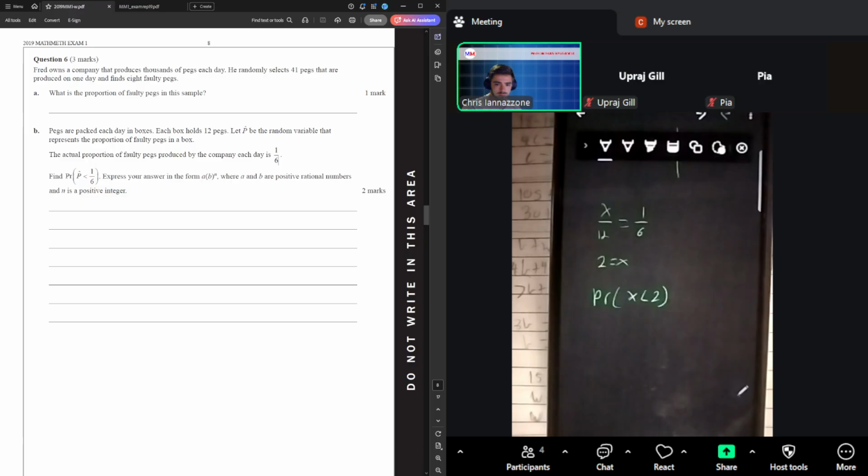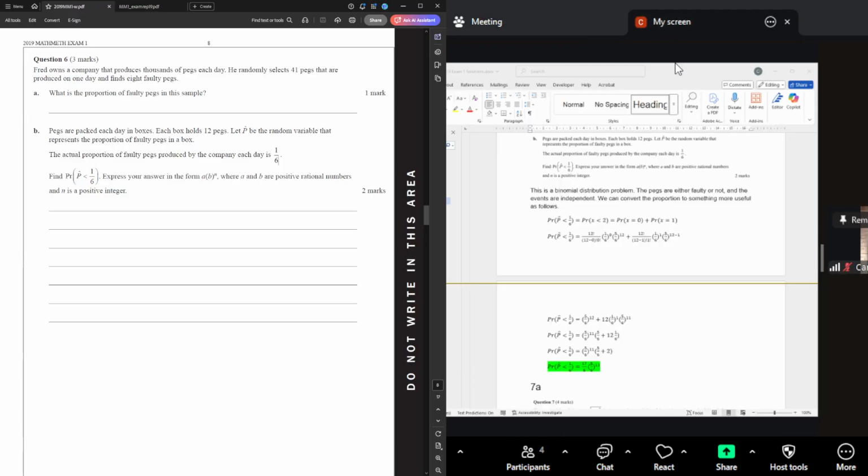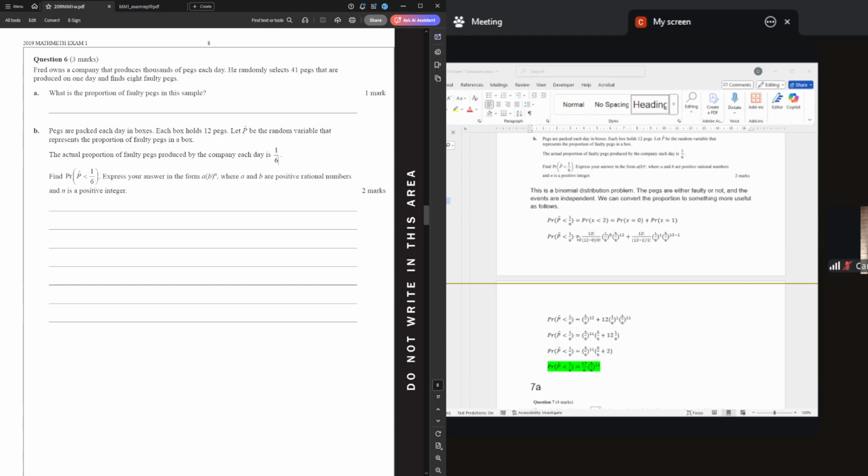Here's what I have in a Word doc that I've had for God knows how long. So that's our conversion into x less than 2. And then from there, that's just your x equals 0 plus x equals 1. You expand that out with your full Bernoulli sequence. So for x equals 0, you want 0 successes. So 1 out of 6 being, because you're talking about the number of faulty here.